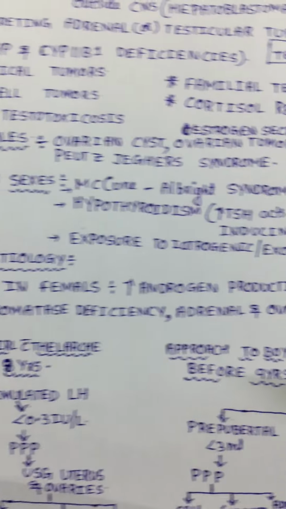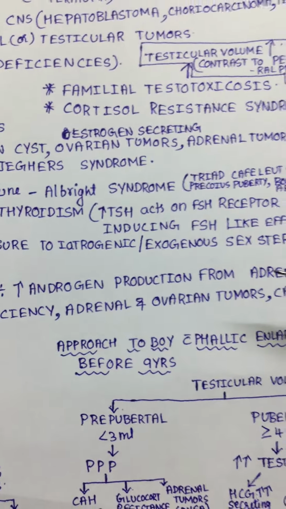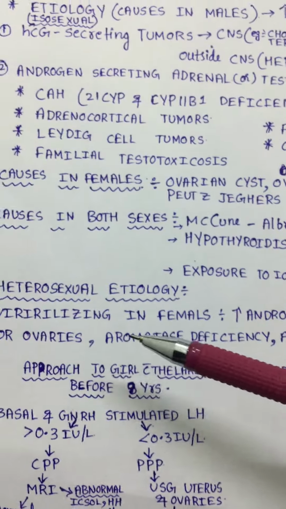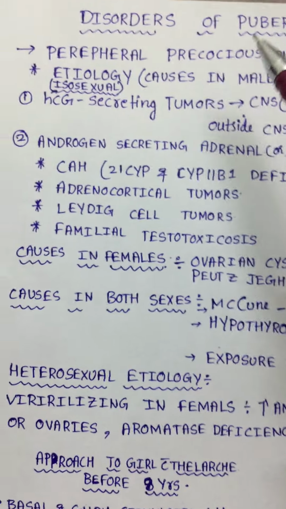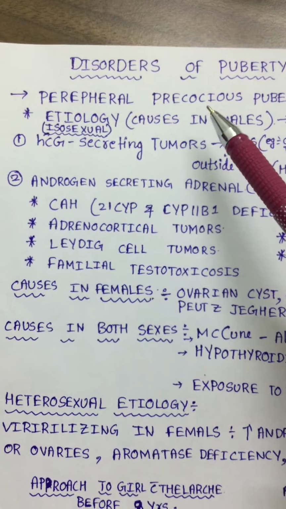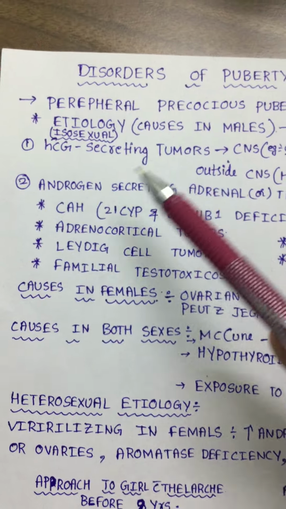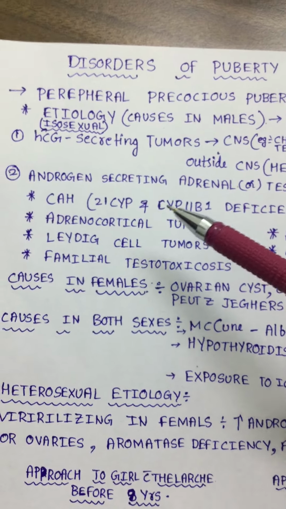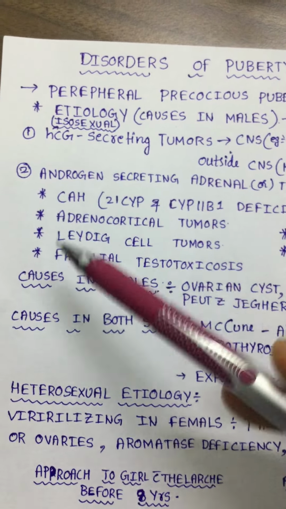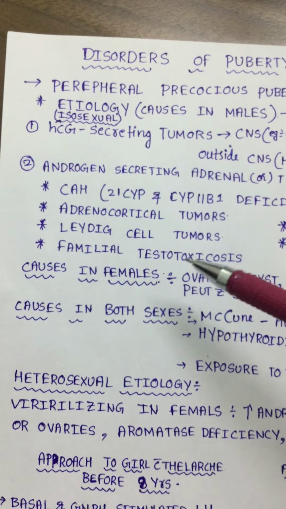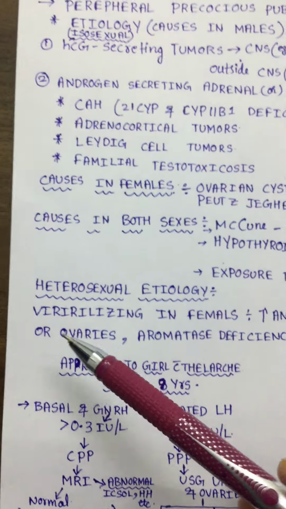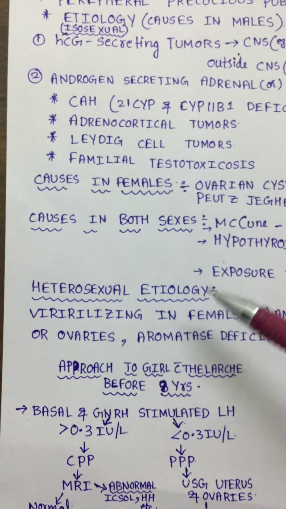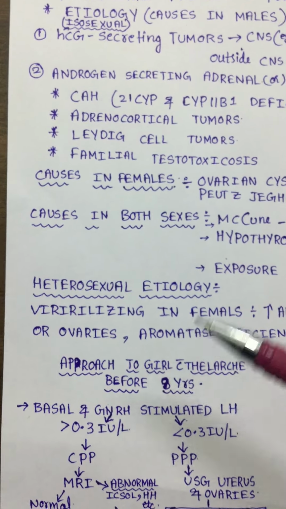The causes are increased androgen producing tumors, and androgen production from the adrenals or ovaries. We already discussed, in isosexual precocious puberty in males, those which secrete androgen like CAH, 21 hydroxylase and 11 hydroxylase deficiency. So all these causes, CAH, adenocortical tumors, and ovarian tumors which secrete androgens, will lead to heterosexual precocious puberty in females.